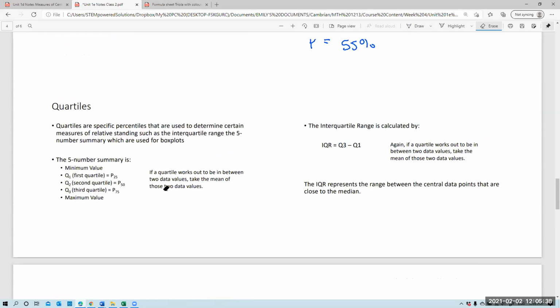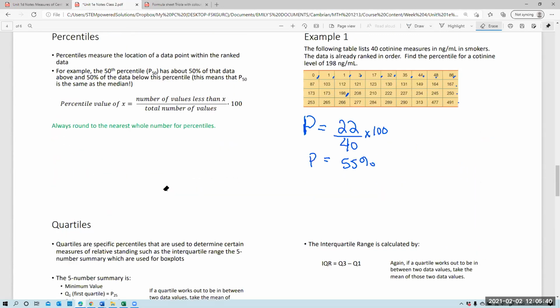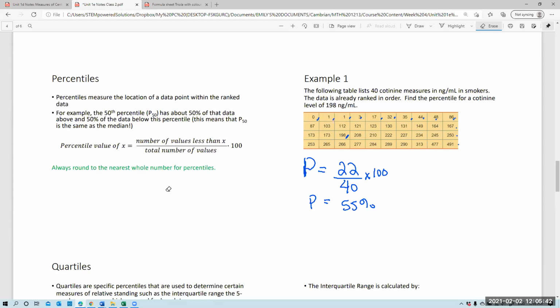So would you write it as P is equal to 55%, or could you just do 55? Yes, I would say P equals 55, because it doesn't say multiply by 100%, it just says multiply by 100. So I would write it as 55. Thanks for pointing that out.